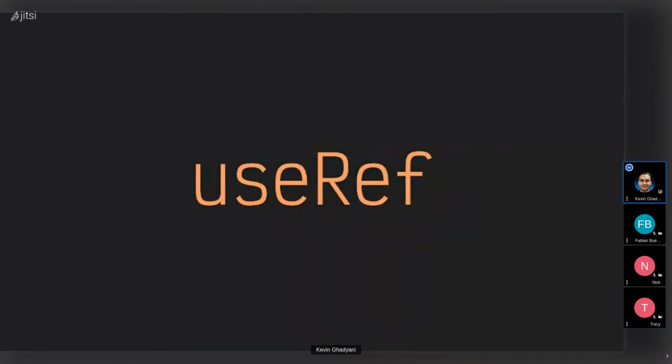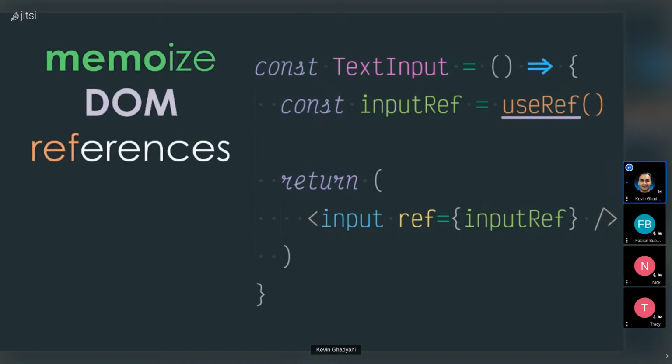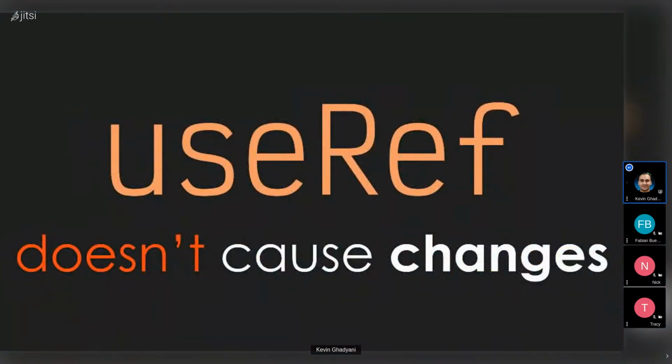useRef is maybe not my most favorite hook, but it is one of the most interesting hooks, because you're probably not using it to its fullest potential. So useRef allows you to memoize DOM references, and you can use it like this. You call useRef. It gives you a ref. You can pass in your DOM element, and now you have access to the DOM element after it has mounted. Before it's mounted, it's set to undefined. And useRef, unlike the other hooks we've talked about, doesn't cause changes in your component.